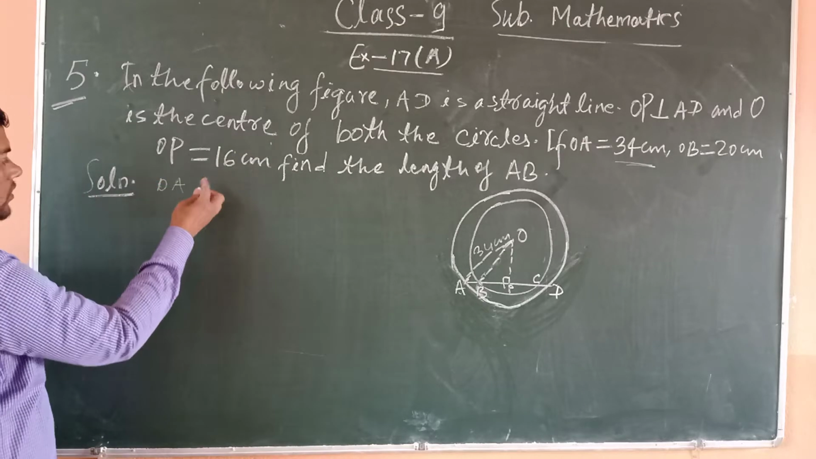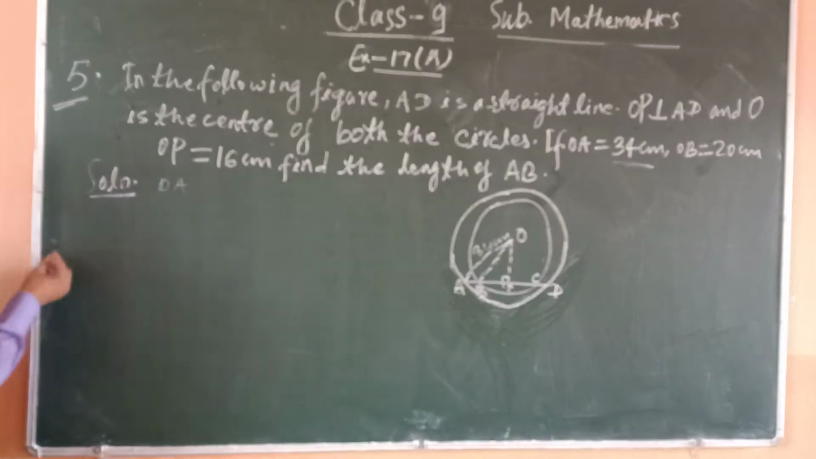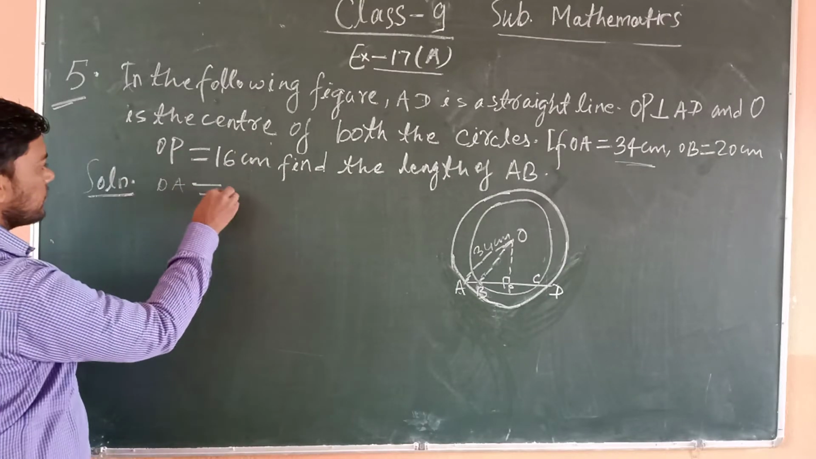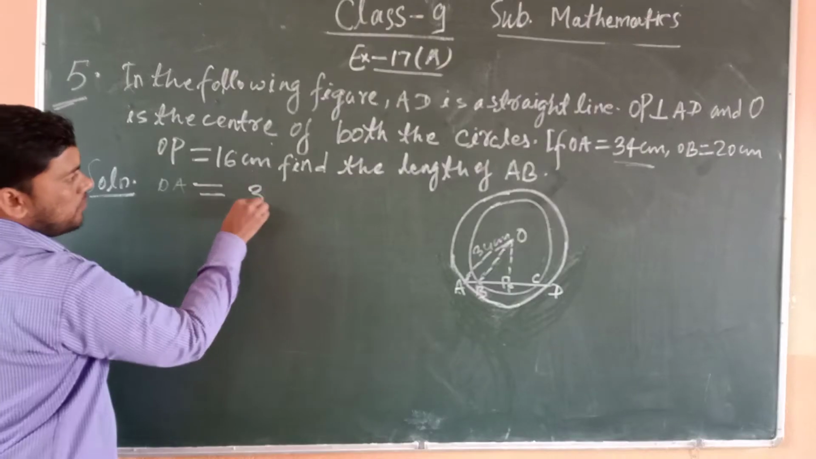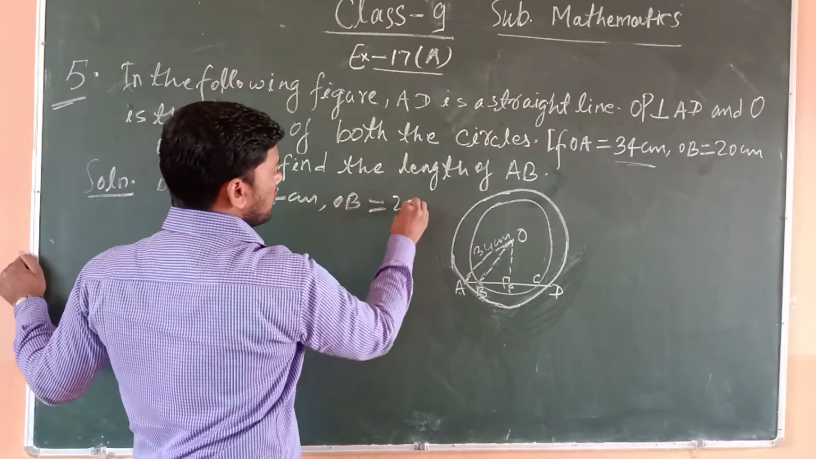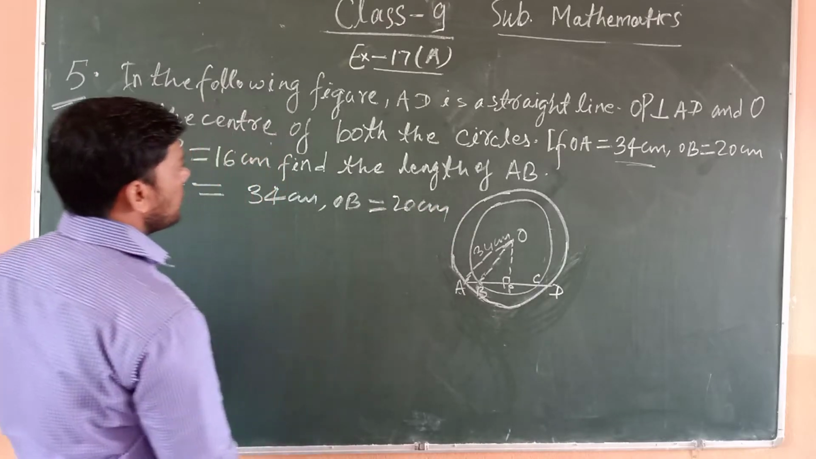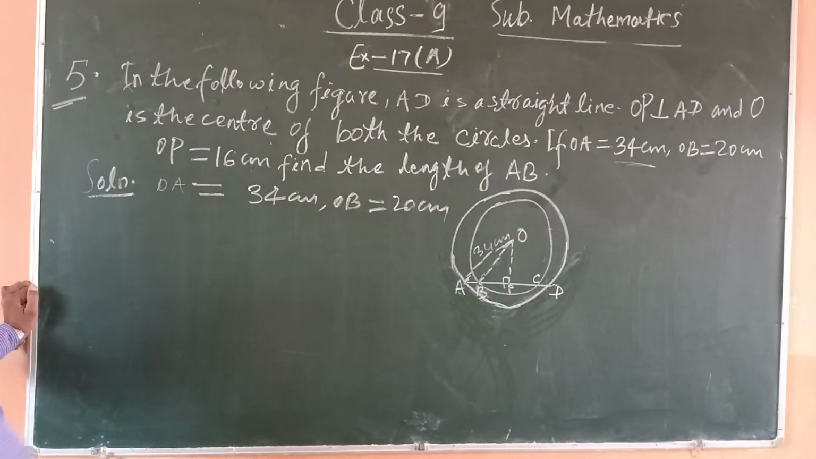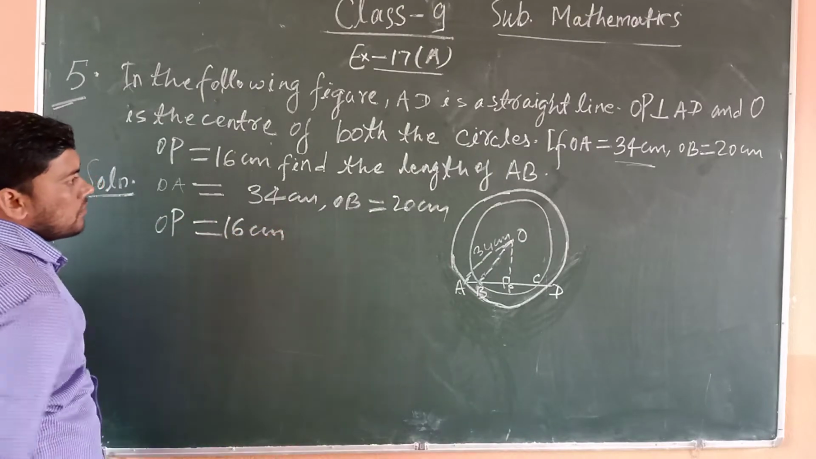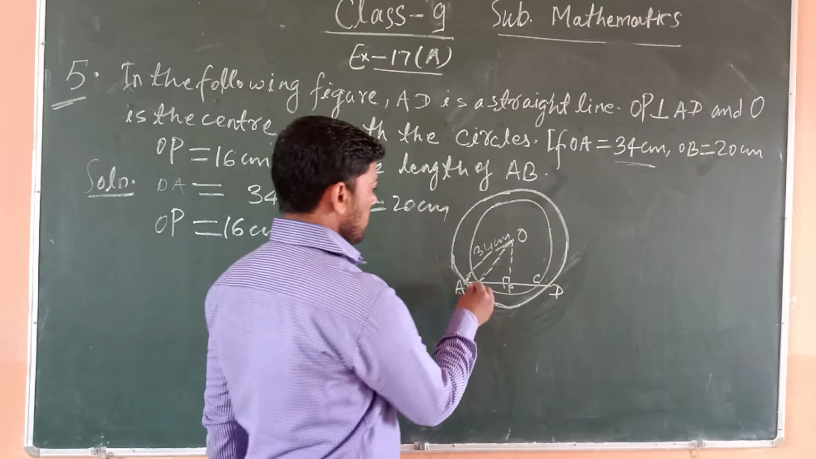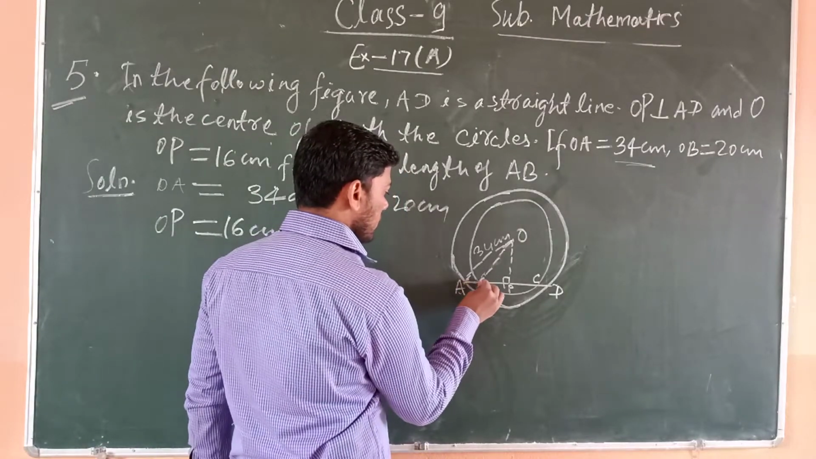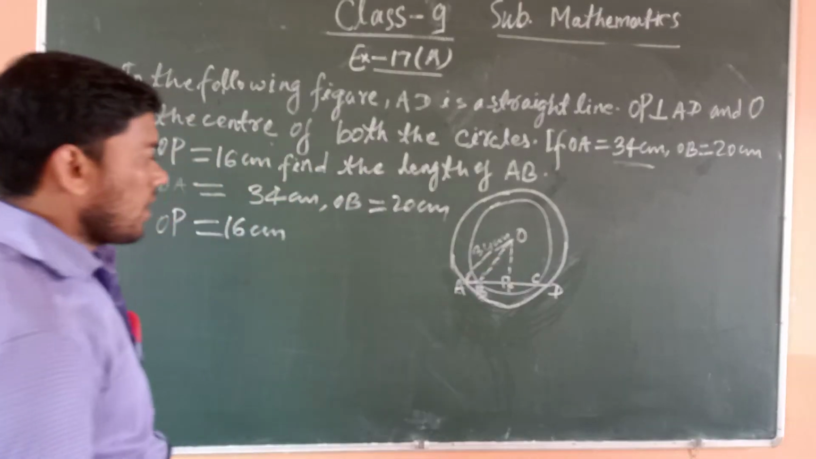OA is equal to 34 centimeters, OB is equal to 20 centimeters, OP is equal to 16 centimeters. Find the length of AB.